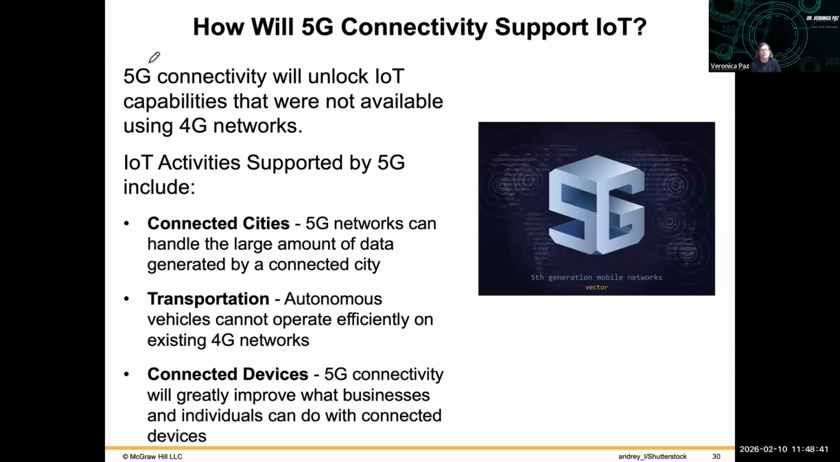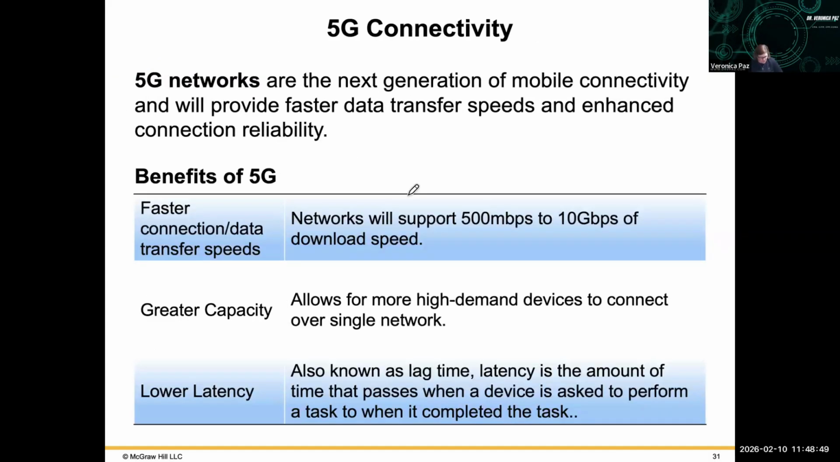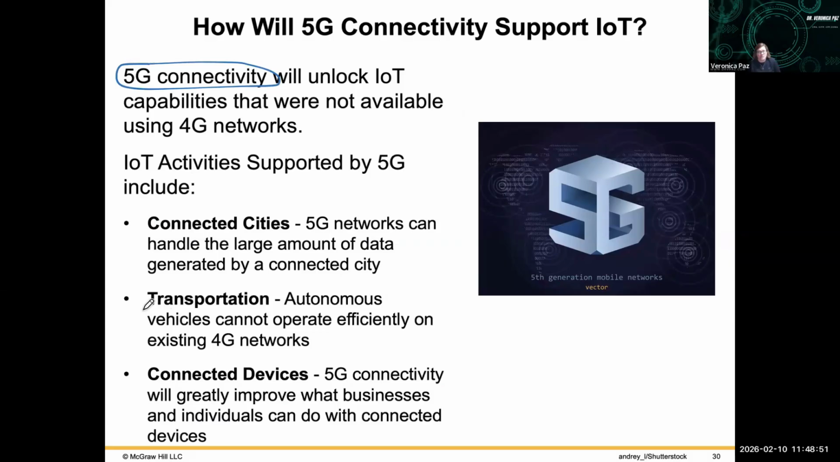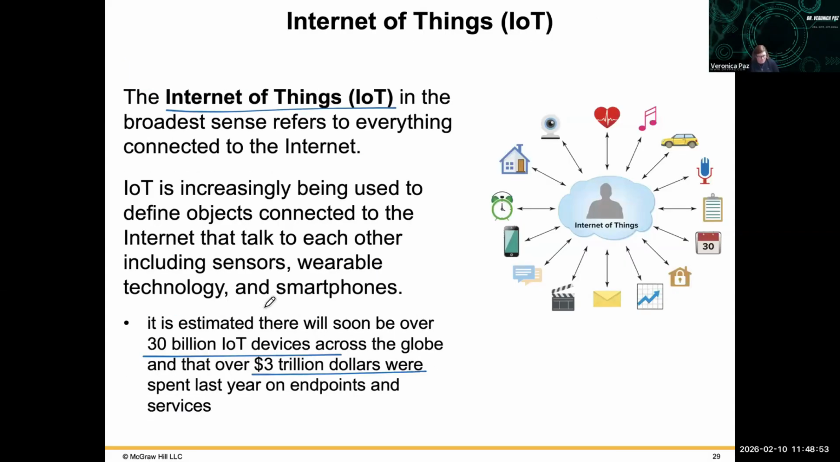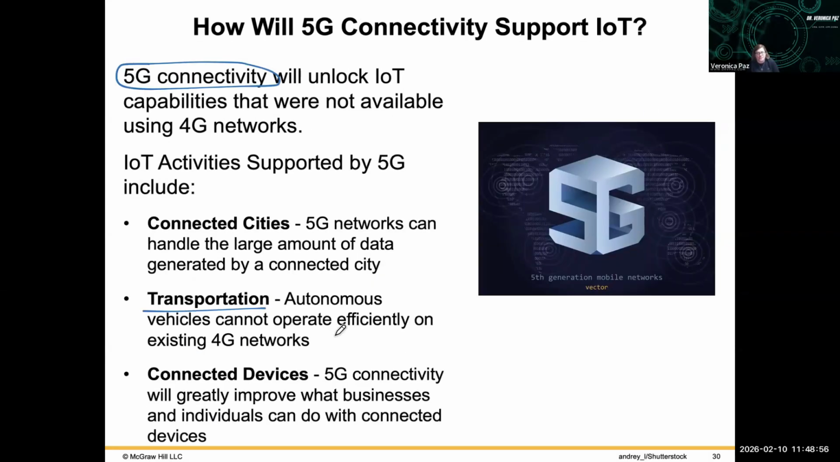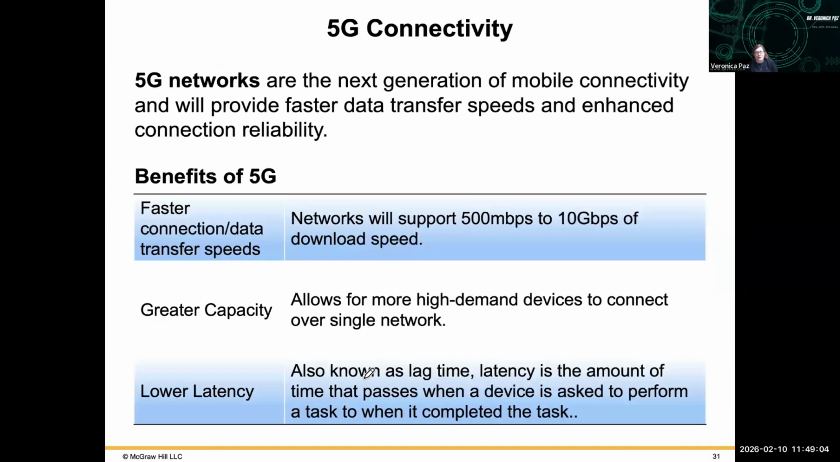So now we've moved to 5G connectivity and no longer in 4G. So 5G networks can give you a lot more amounts of data. You could have autonomous vehicles that can operate efficiently. You can have a bunch of connected devices that improve what businesses and individuals are doing. So it just seems like data is getting bigger, better, faster.